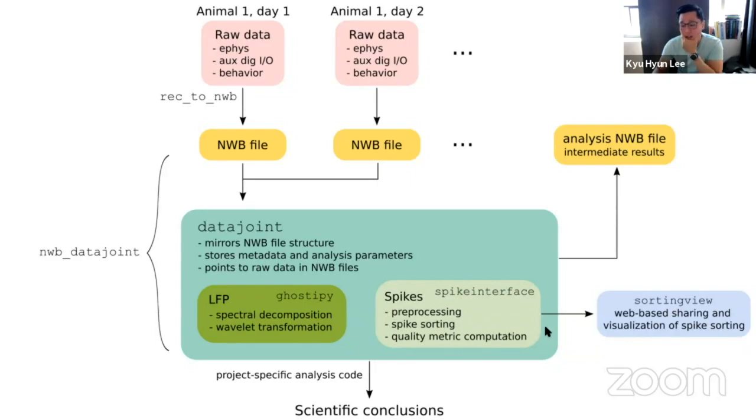And a recent addition to our spike sorting pipeline is Sorting View, which is a web application that easily enables the sharing and visualization of spike sorting. So with this, we can basically send our collaborator a URL, and they can just open it up in their browser wherever they are in the world, and look at the results of spike sorting and do things like apply manual curation labels and so on.